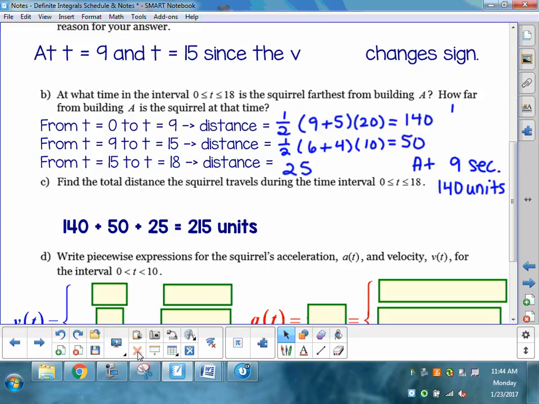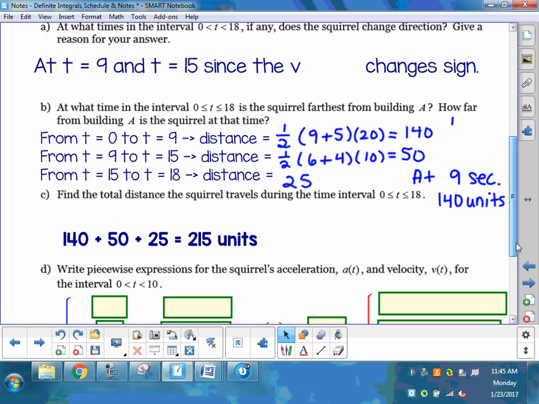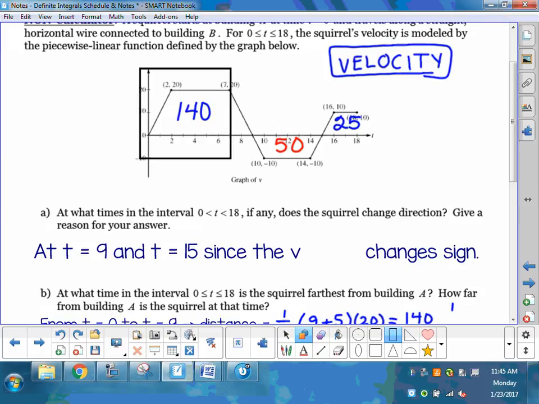Now, write a piecewise expression for the squirrel's acceleration and velocity for that interval. First thing up is I need to write an expression to represent the squirrel's velocity. When is it from? From 0 to 10. So I look at this and need to find a piecewise function that models this range right here. That's what I model. Now, how many pieces does my piecewise function need to have? Hands up, please, when you can tell me. 3. We need to represent these 3 pieces.